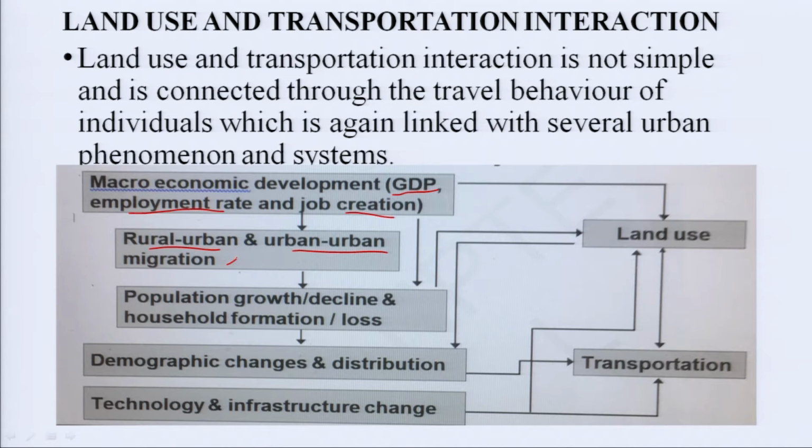Next is the demographic changes and distribution. This will also need land use, and land use, demographic changes and distribution will occur, and for this a transportation system is required. Even technology and infrastructure are required, and then the transportation will be required.